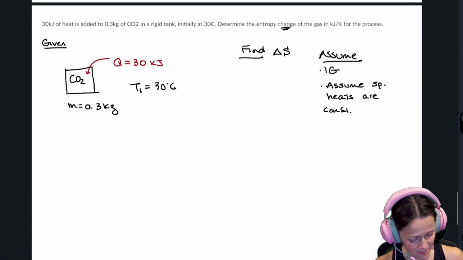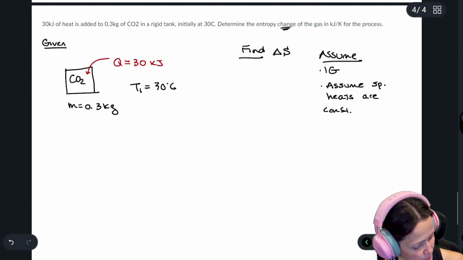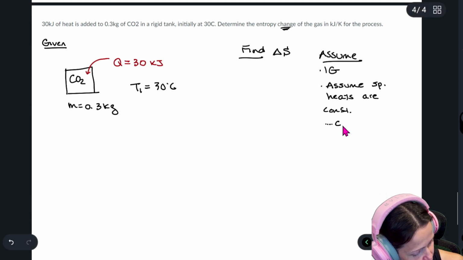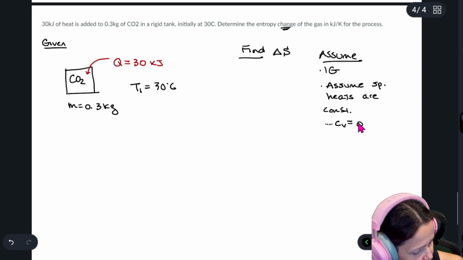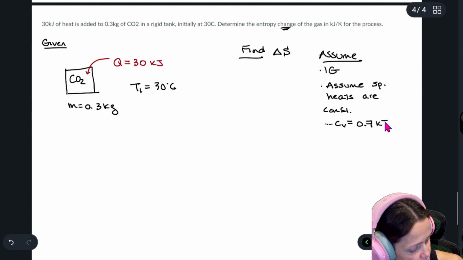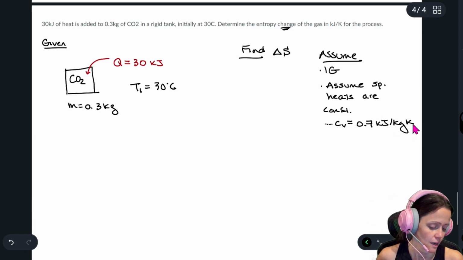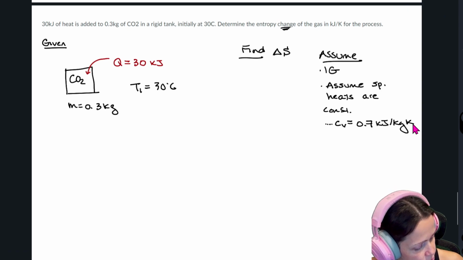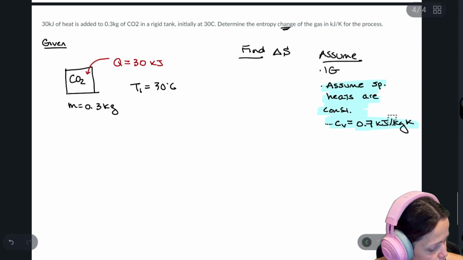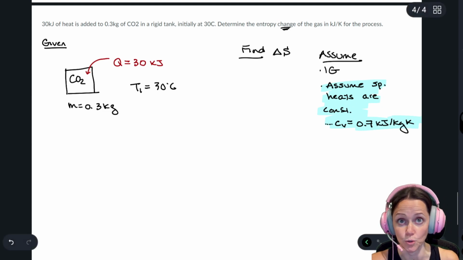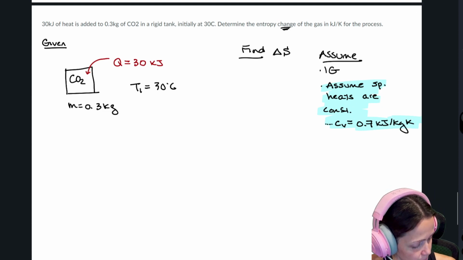So we do need a CV value. This is information that would be given to you. We're going to use 0.7 joules per kilogram K. Again, this highlighted stuff was not originally on there, but you should be given that information.